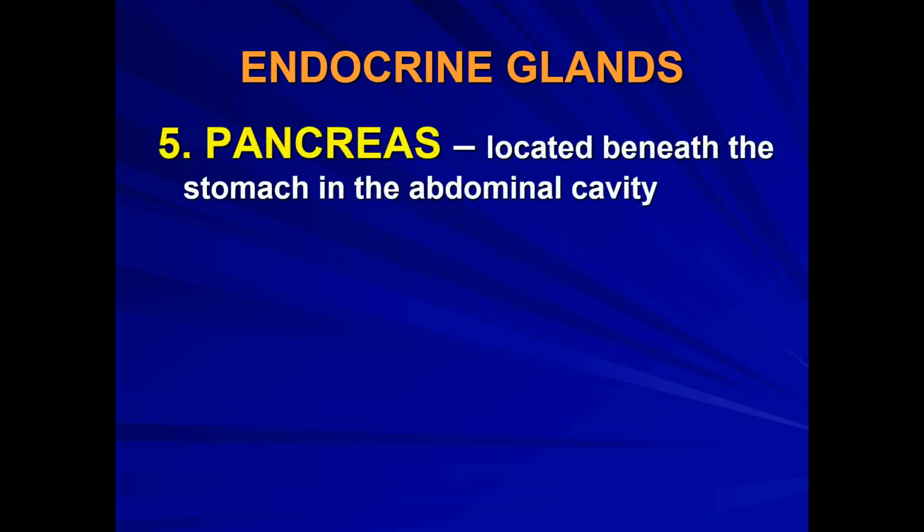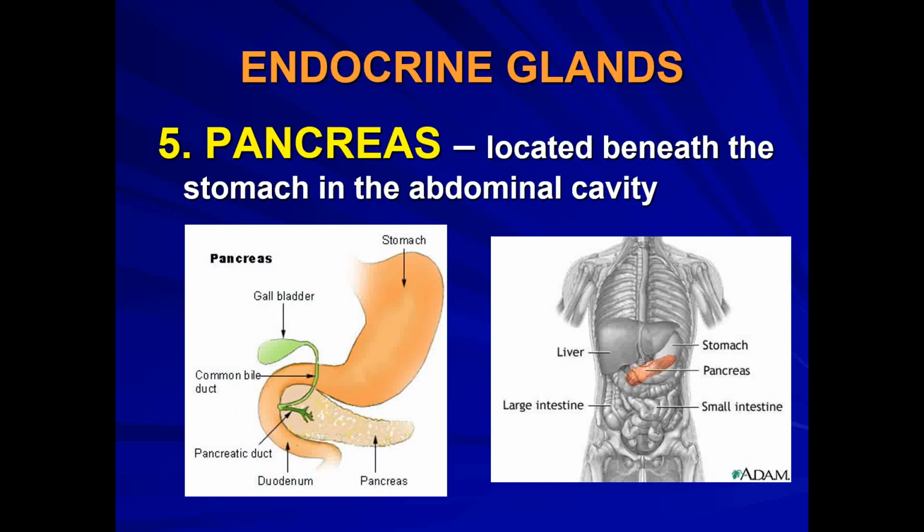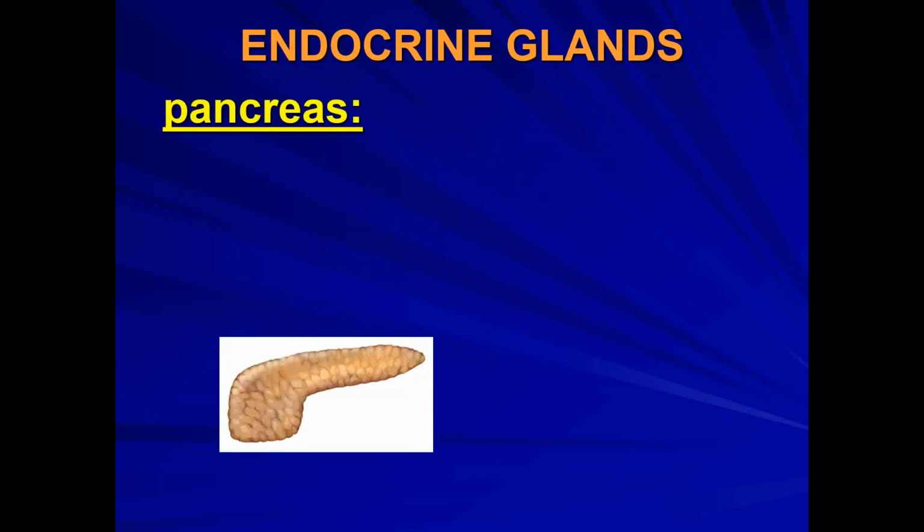In the abdominal cavity, posterior beneath the stomach, we have the pancreas. There we see the pancreas located. The pancreas itself is kind of bumpy glandular tissue, kind of tucked up under some of those abdominal organs. We see the pancreas all by itself. It looks kind of weird, but it's got that cottage cheese sort of texture.